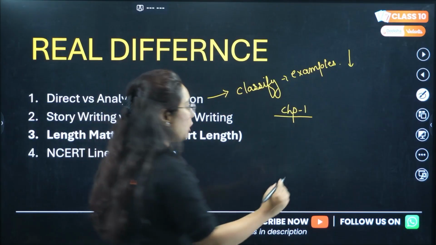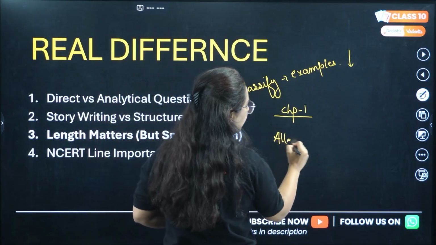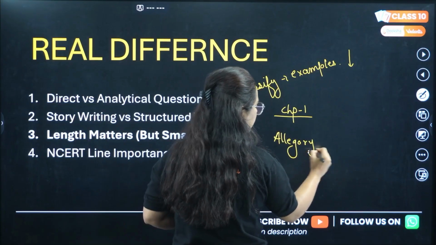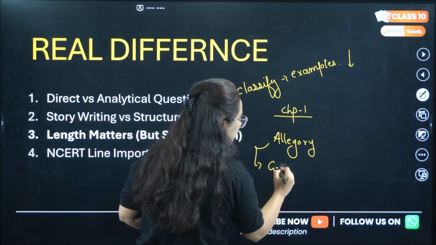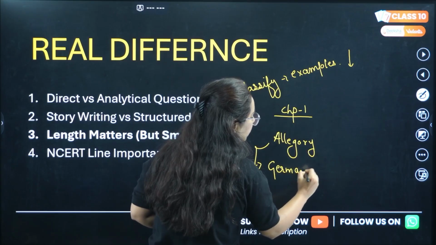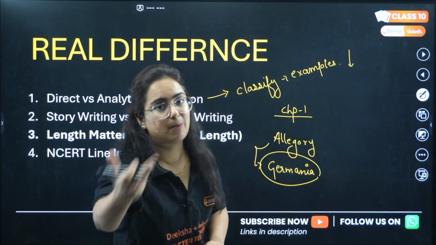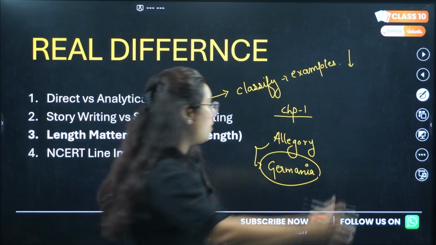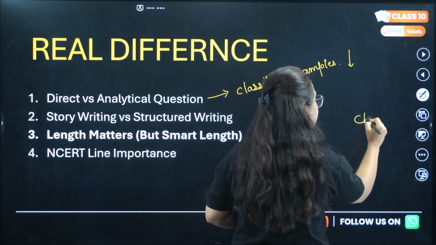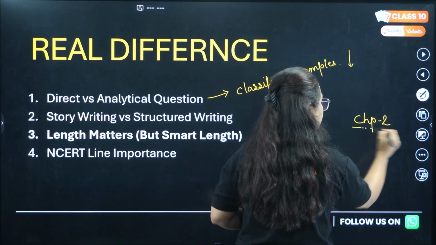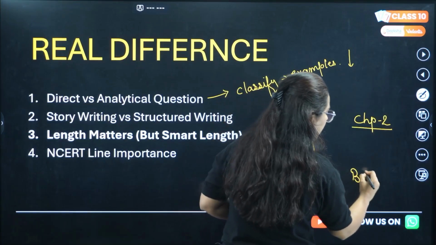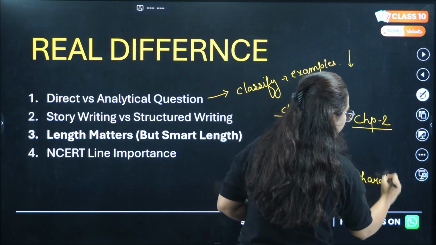There is a topic here, allegory. Allegory is basically the female structure, and we have seen Germania. Germania is basically the female structure or allegory of the nation Germany, like we have Bharat Mata, right? However, the reference of Bharat Mata is given in chapter number 2, at the end, that Bharat Mata is the allegory of India.